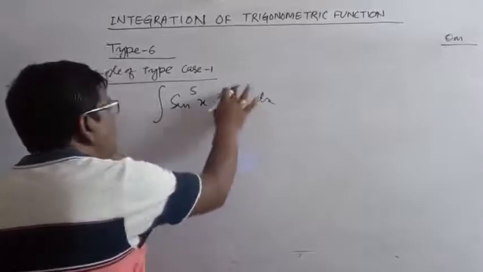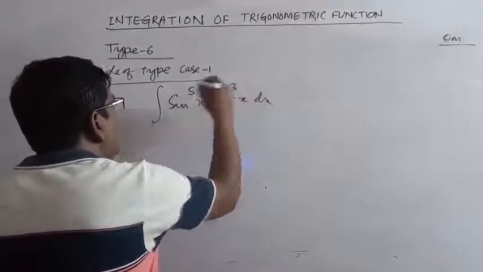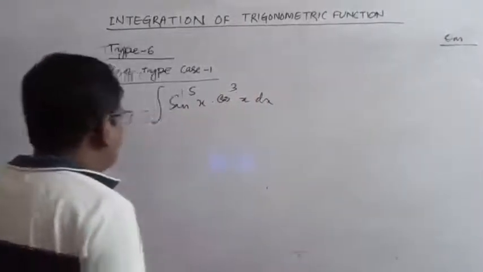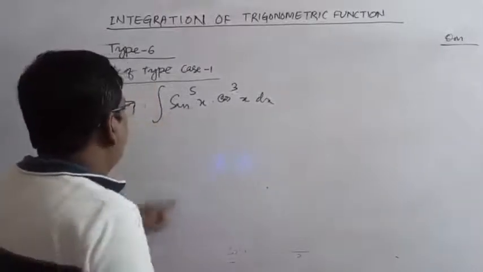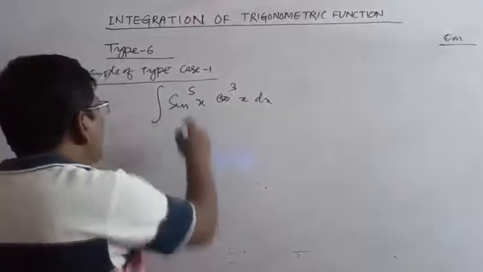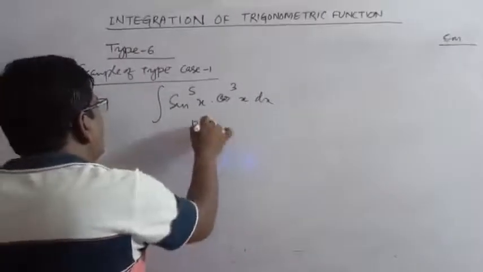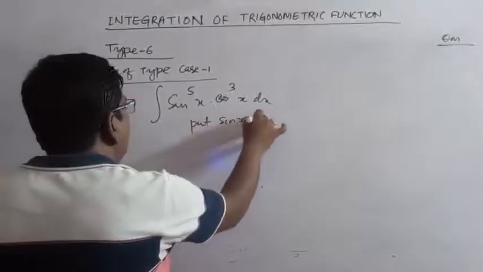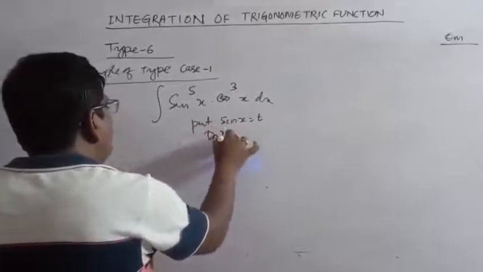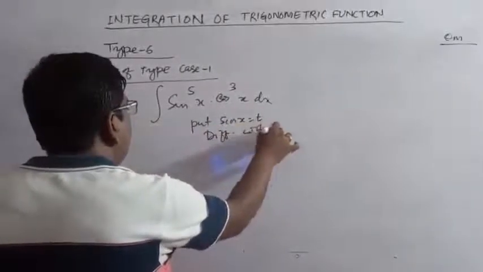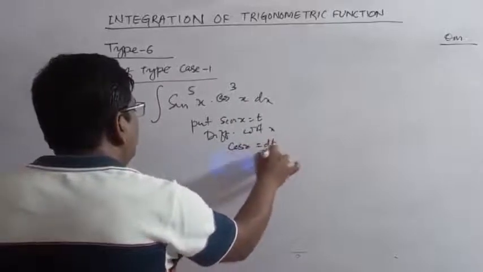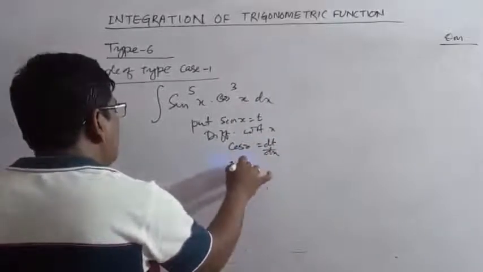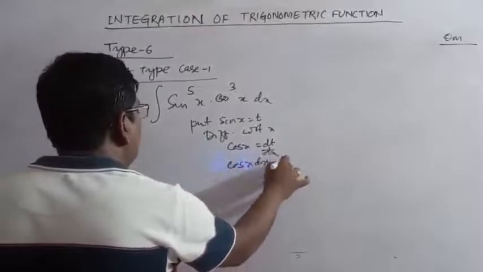Both powers are odd. So the highest power is 5, and sin contains the highest power. So put sin x equal to t. Differentiate with respect to x: cos x equals dt by dx, so cos x dx is equal to dt.